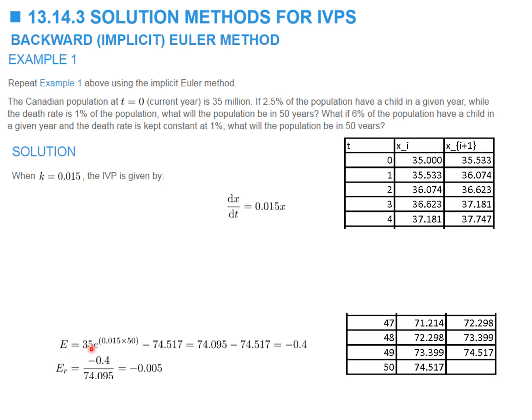the error is equal to the true value minus the numerical value obtained using the implicit Euler method, which is 74.517, and will give me negative 0.4 million, which is a very small number, similar to the explicit Euler method. This is a very small number because the rate is actually very small. The relative error is actually equal to negative 0.5%.